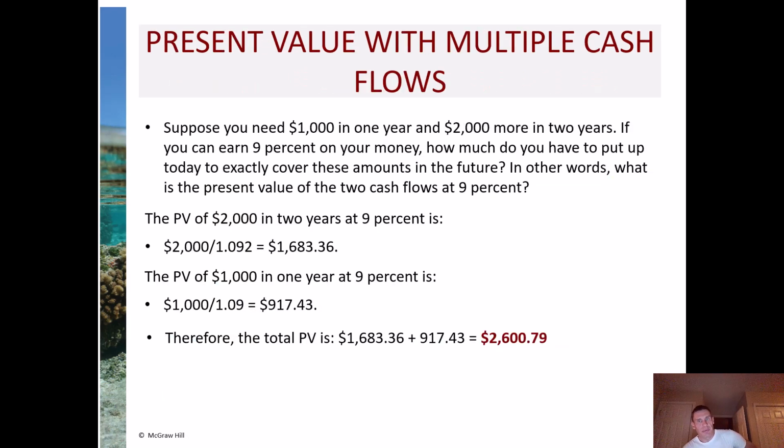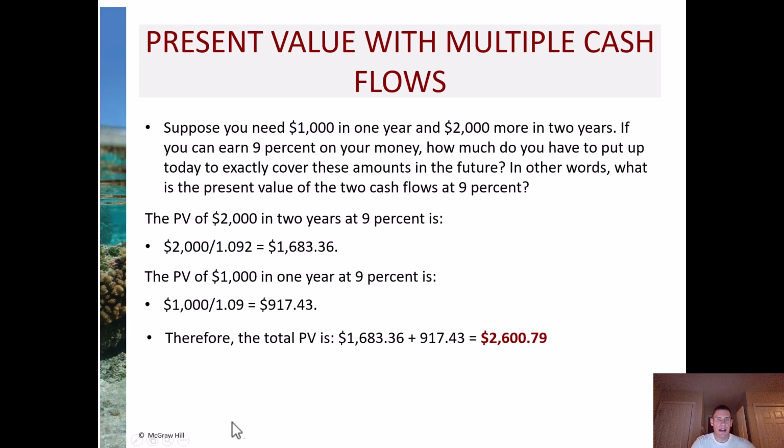All right, so what about present value? We just talked a little bit about future cash flows. What about present value with multiple cash flows? So let's say you need $1,000 in a year's time, and you need 2,000 more in 2 years' time. If you can earn 9% on your money, how much do you have to put up today to exactly cover these amounts in the future? So another way of saying that is, what is the PV, the present value of the 2 cash flows, discounted back to today's dollars at 9%?